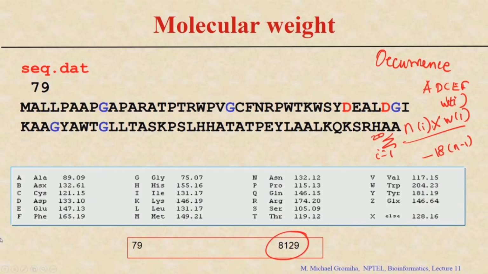So, how to calculate the molecular weight? We need the occurrence. So, we get the occurrence, we know the values for each amino acid residue, the molecular weights. So, we calculate n of I multiplied by W of I, and you have to subtract the molecular weight of the water, which is 18 into n minus 1. So, if you assign the values for all the residues and then calculate, finally you get the number 8129.